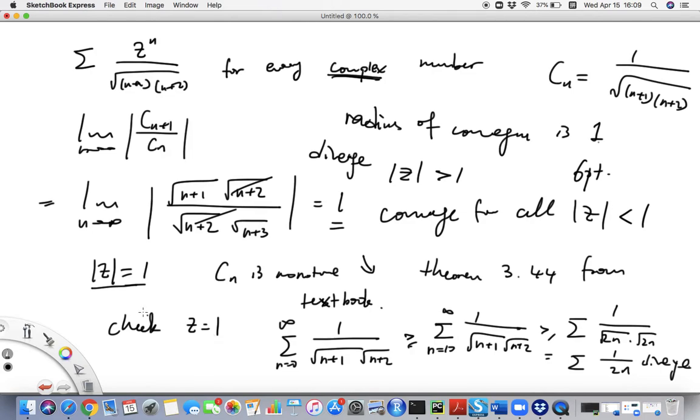Okay, so it converges when the norm of z is less than or equal to 1, except when z is equal to 1, where it diverges. And it diverges for everything else. Okay, so that's one solution, if you remember theorem 3.44.